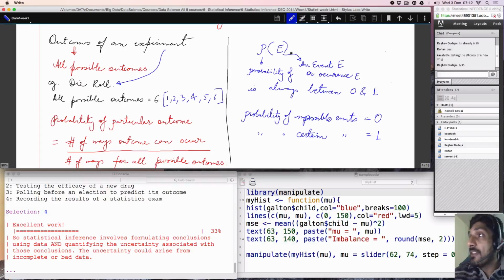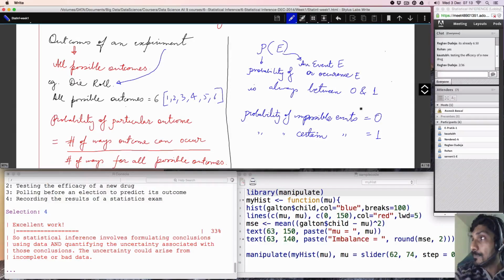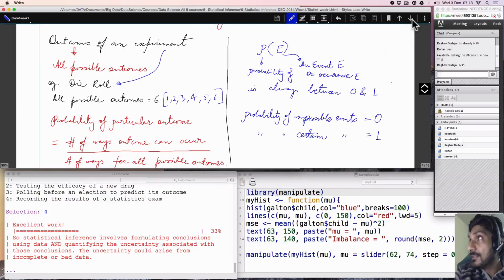The probability of an event or an occurrence E will always be between 0 and 1. Only then will it be a random variable, because if the probability is 0, it means it is an impossible event. It cannot happen. On the other hand, if the probability is 1, it's a certain event, not a random event anymore, so there is no concept of probability. So it has to be strictly between 0 and 1. Is this clear? Strictly between 0 and 1 is the probability of an event happening.